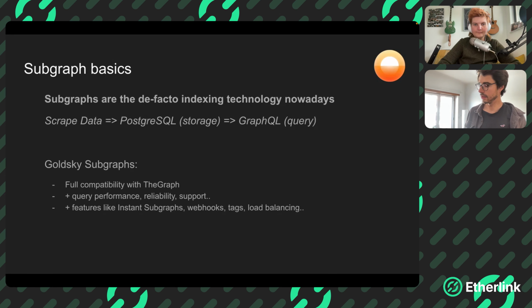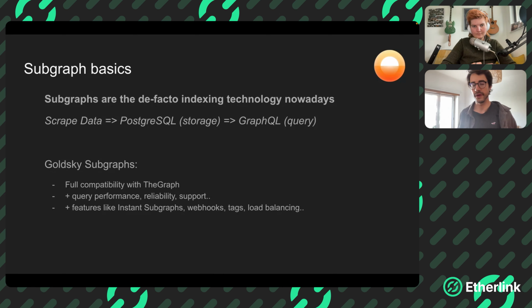When you look at how we went from direct RPC calls to the nodes, the most natural next step has been subgraphs. Subgraphs are basically today the de facto indexing technology. The way they work is that the indexers scrape the data and put it into their own database layer, which is Postgres. Then they directly give you a GraphQL endpoint so you can query that information very easily.